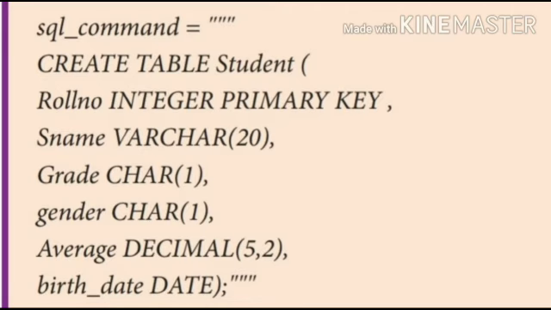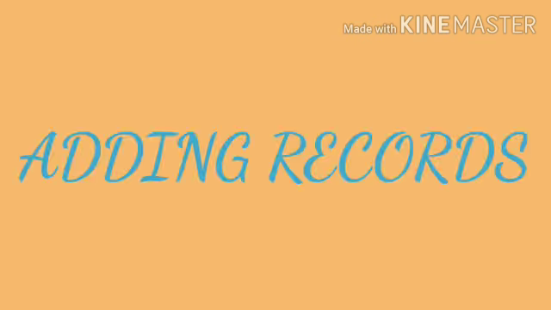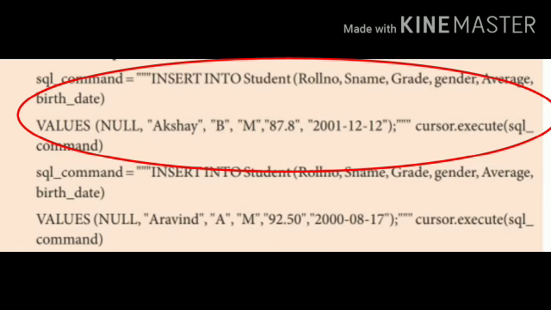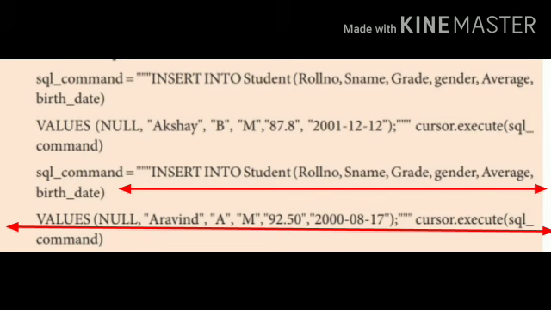The next one is adding records, which is mainly used to add a record to an existing table. We use the insert command. To execute the SQL command, we use the execute command. The syntax of all commands in SQL and SQLite is the same. For example, here sql_command equals, within triple quotes we give the insert command: insert into table name, then the field names, and then give the values. For example, in this program, insert into student, within parentheses roll number, name, grade, gender, average, birth date are given.